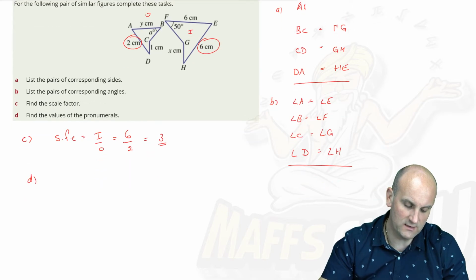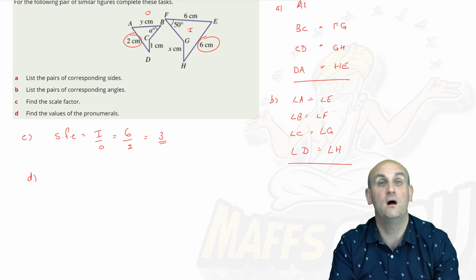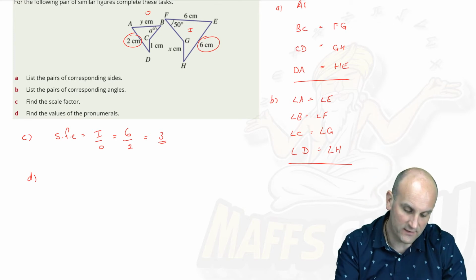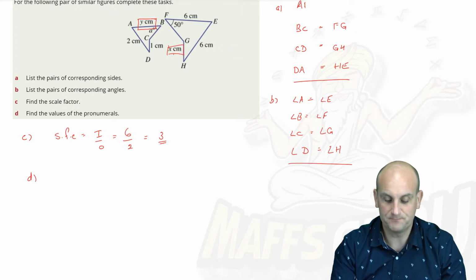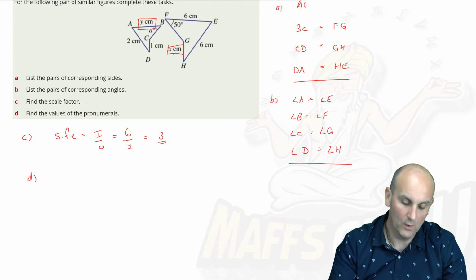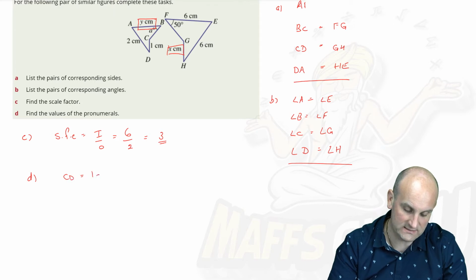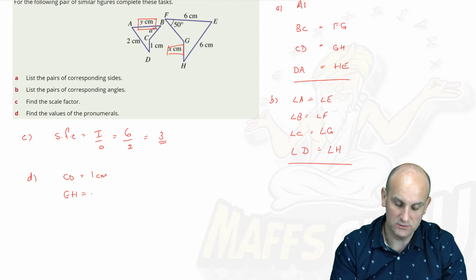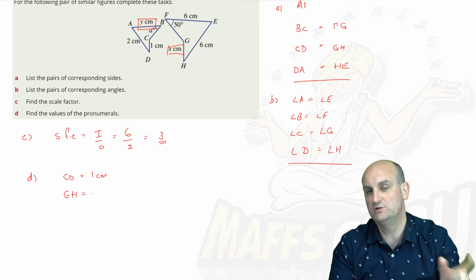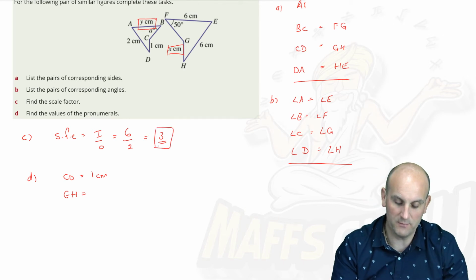Now it says to find the value of the pronumerals. Pronumerals in maths are letters. So what they're saying is, can you find the value of y, and can you find the value of x? We can do that, I think. So let's do x first because it's first in the alphabet. We know that CD is equal to 1 centimeter, and we know that the corresponding side is GH. To go from the smaller shape to the bigger shape, I'm going to be multiplying by my scale factor enlargement. So that is 1 times 3, which gives me 3 centimeters.